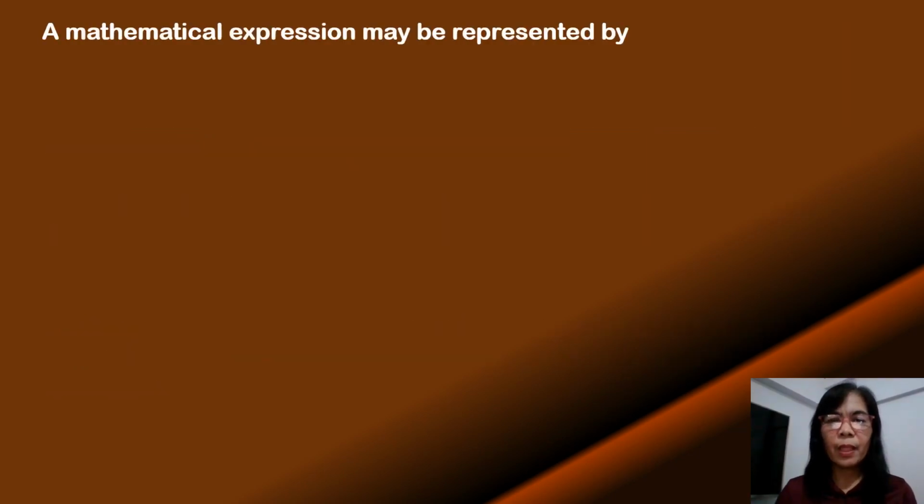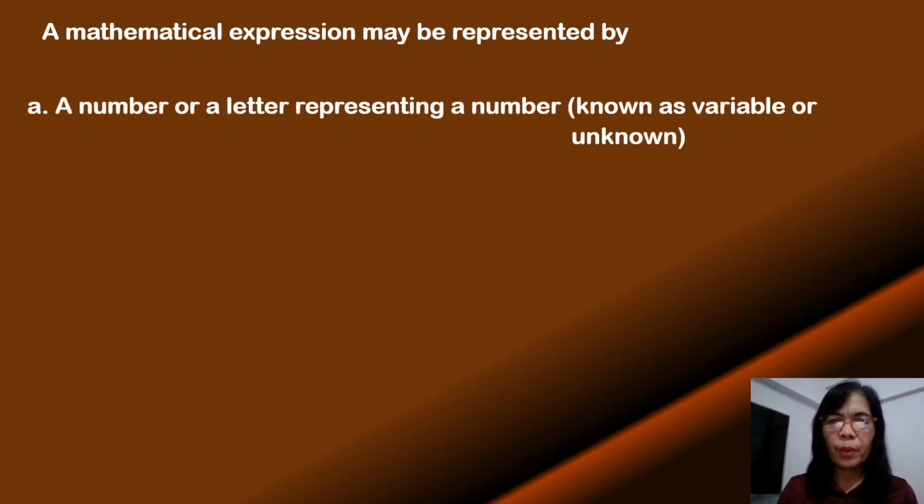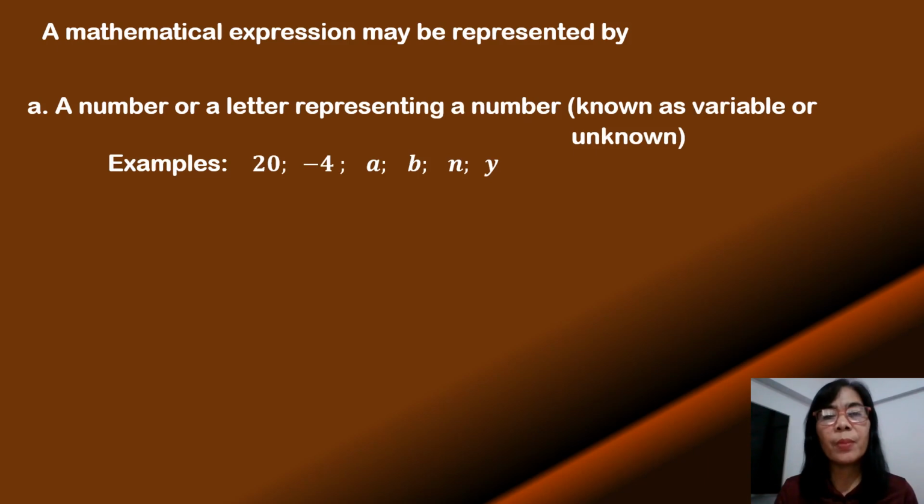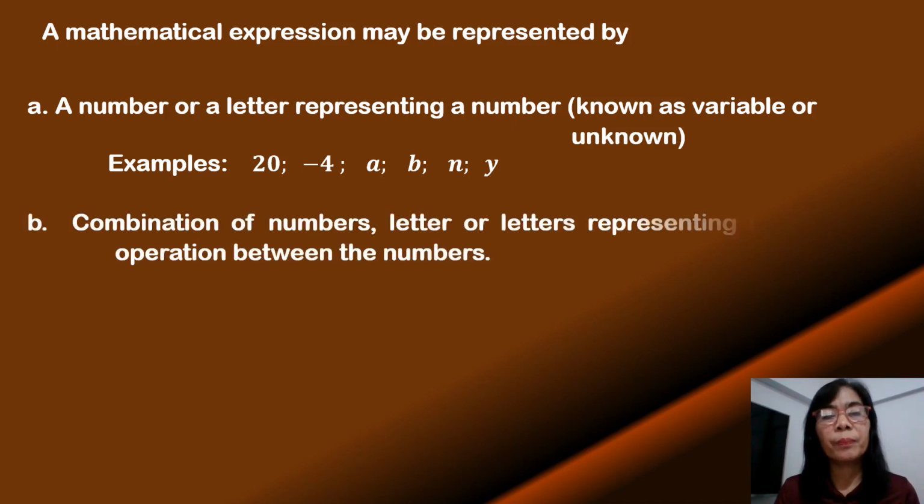A mathematical expression may be represented by a number or a letter representing a number, known as a variable in some functions or unknown in some equations. Examples: 20, -4, A, B, or any letter in the alphabet. So they are considered as a mathematical expression because they could represent a number.